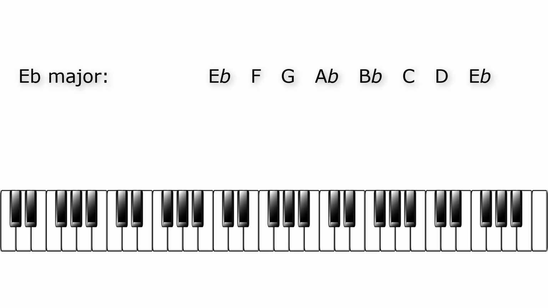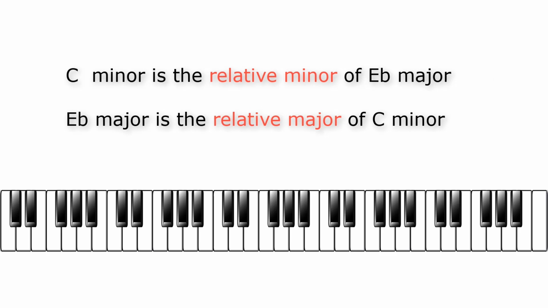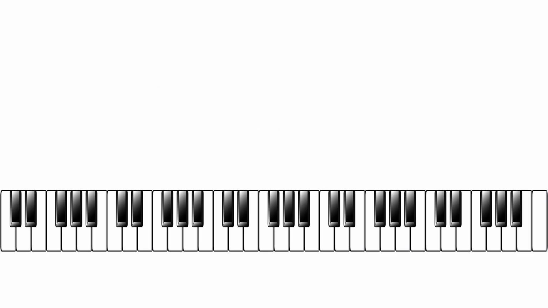The E flat major scale is E flat, F, G, A flat, B flat, C, D, E flat. Now, the C natural minor scale has exactly the same notes, but starts on C. So, the C natural minor scale consists of the notes C, D, E flat, F, G, A flat, B flat, C. So, C minor is the relative minor of E flat major, and E flat major is the relative major of C minor. So again, if you want to find a natural minor scale, just go a minor third up, find the corresponding major scale, and use the notes of that major scale, but beginning on the original note.